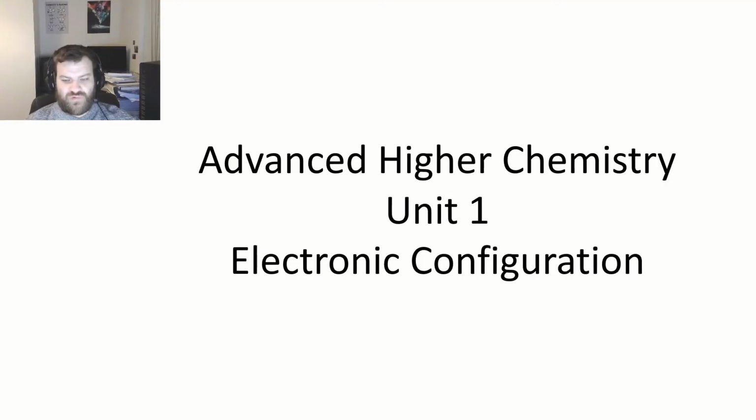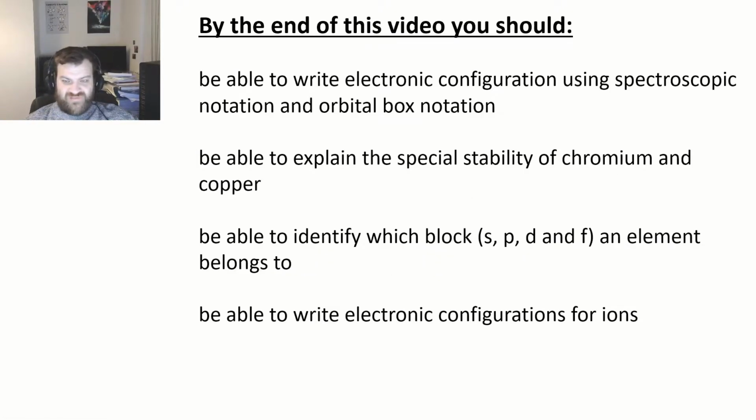In this video, we'll talk through the electronic configuration topic from Advanced Higher Chemistry Unit 1. By the end of this video, you should be able to write electronic configurations using spectroscopic and orbital box notations. You should be able to explain the special stability of elements such as chromium and copper, be able to identify which block a particular element belongs to, and also write electronic configurations for different ions.